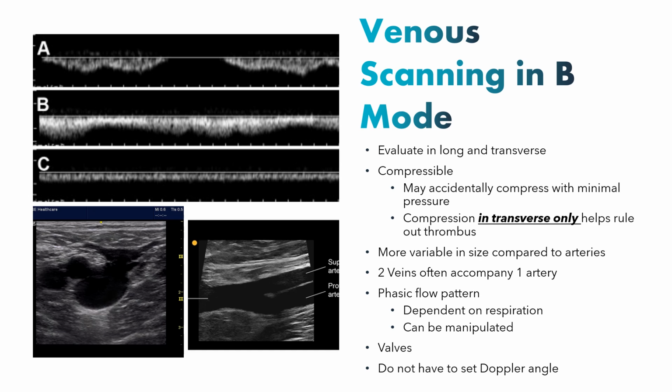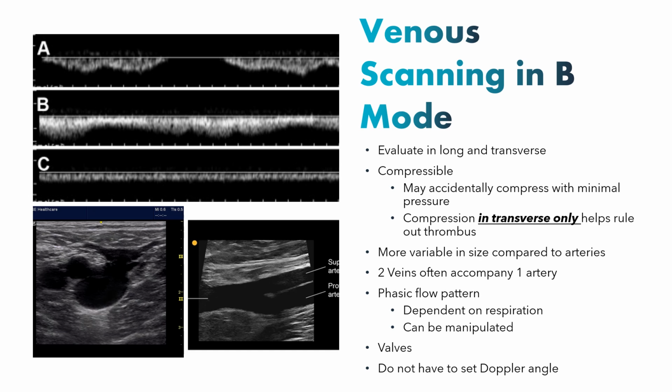Now we're going to switch gears a little bit and talk about scanning the venous system. Like with the arterial system, we're going to scan in B or brightness mode, look at color, and look at spectral Doppler. Again, similar to the arterial system, we're going to evaluate in long and transverse. The difference here is that in transverse, we're going to be compressing the vessels. We can only do compressions in transverse because if you tried to do it in long, you'd very likely be rolling off the vein and you wouldn't know if you were actually compressing it or not.